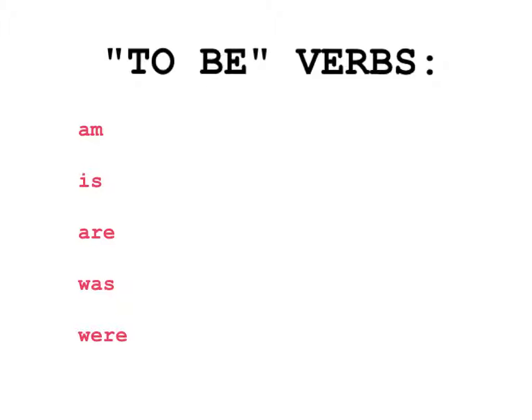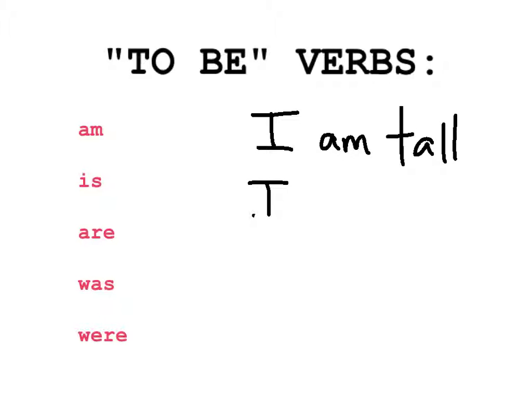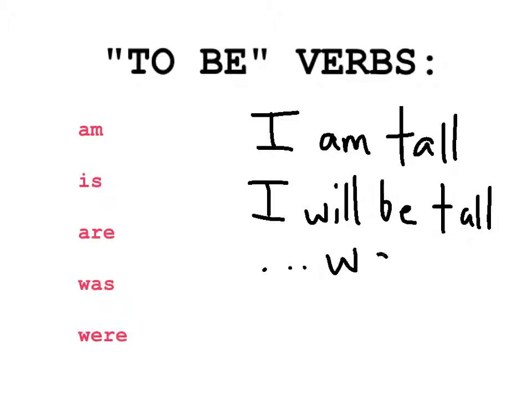The to be verbs, the most common state of being verbs, function the same way. Today, I am tall. Tomorrow, I will be tall. Yesterday, I was tall. So again, we can hear a word being a verb as its form changes over time.